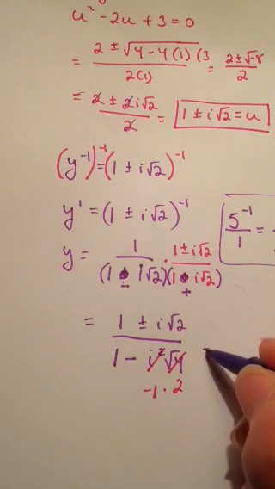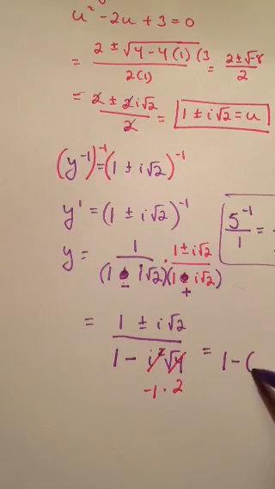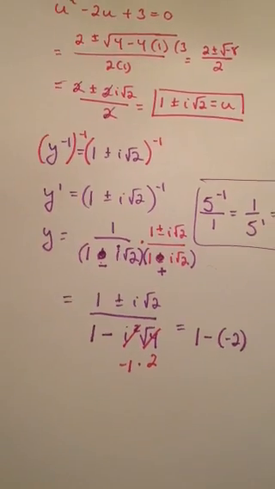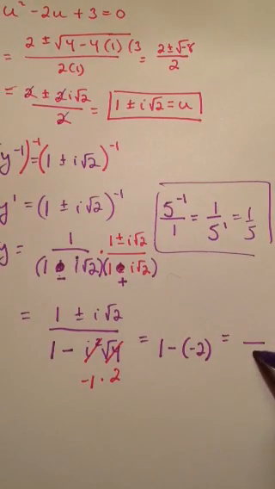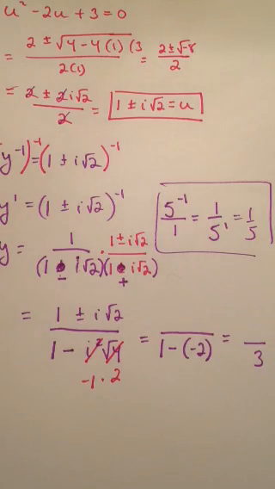So let's put this together. I have 1 minus negative 2. And doesn't that just become positive 3? So this becomes positive 3. So that's my denominator. My denominator is positive 3. And on the top, I have 1 plus or minus i root 2. And that is my final answer.